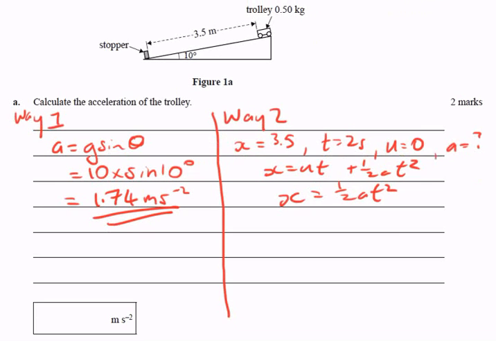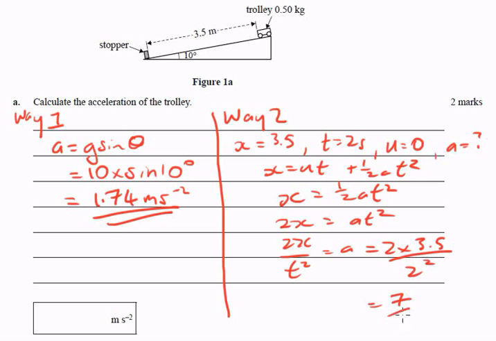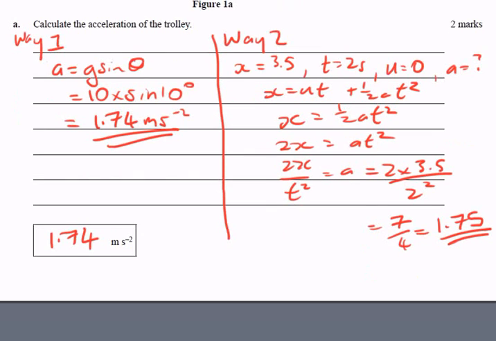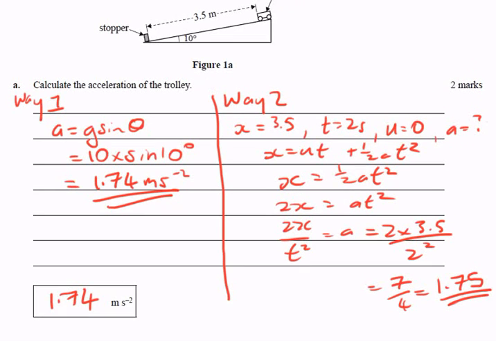And we want to find a, so we have to rearrange it. I'm going to times both sides by 2: 2x equals at squared, and divide both sides by t squared. 2x over t squared equals a. So put the numbers in: 2 times 3.5 over 2 squared, which is 7 over 4, which equals 1.75. 1.75 here, 1.74 here, so we've got the same answer. Great. Alright, next one.